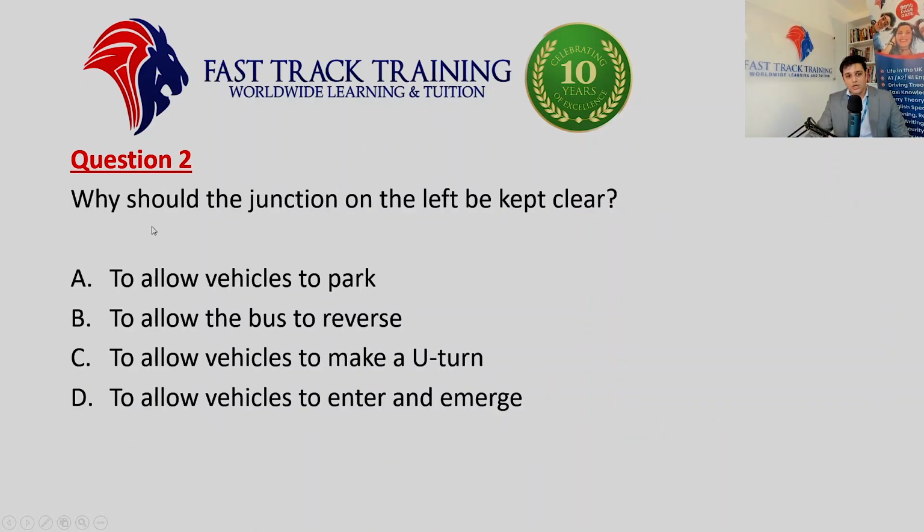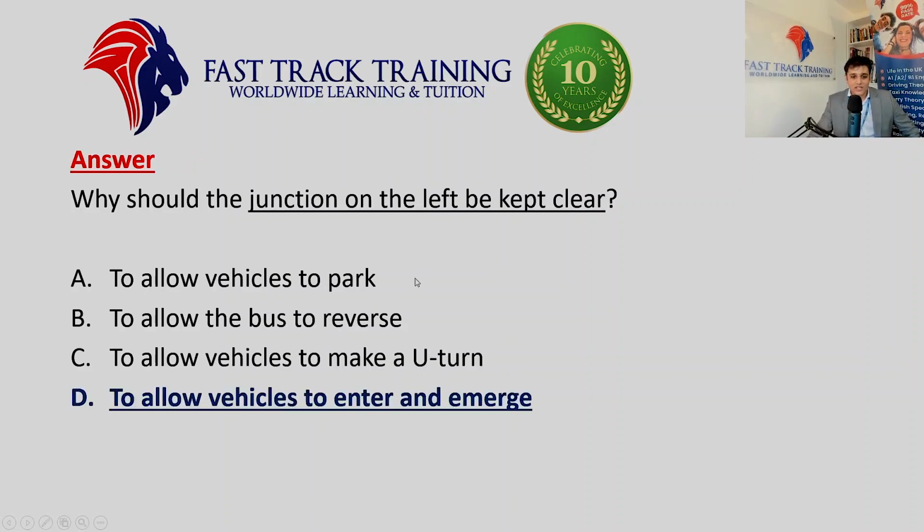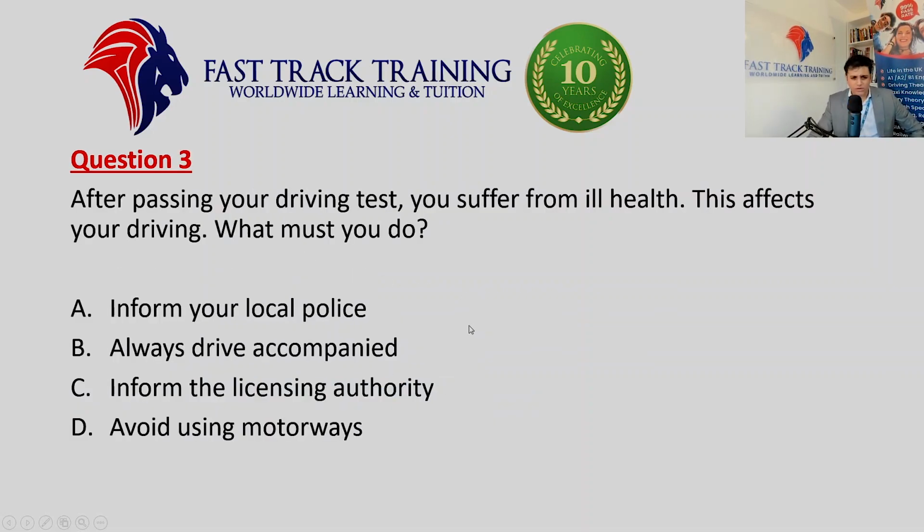So that's it. If you feel tired, always pull over, because if you have passengers with you, you do not want to crash. Why should the junction on the left be kept clear? To allow vehicles to park, to allow the bus to reverse, to allow vehicles to make a U-turn, to allow vehicles to enter and emerge. The correct answer here is to allow vehicles to enter and emerge. Enter and emerge means to come in and to leave. So a junction is a side road connected to the main road. It should be kept clear to allow vehicles to come and go. You'll see a picture of that later. You'll see it all over the place.